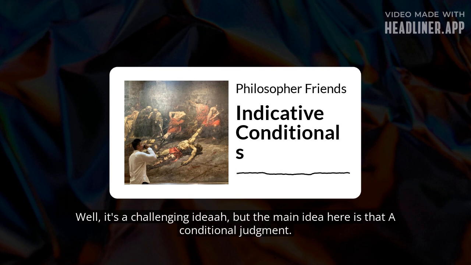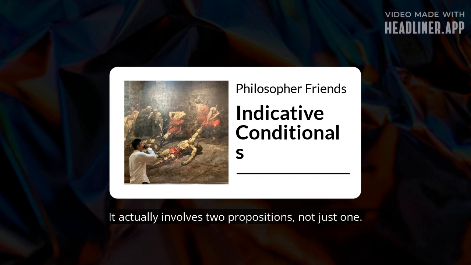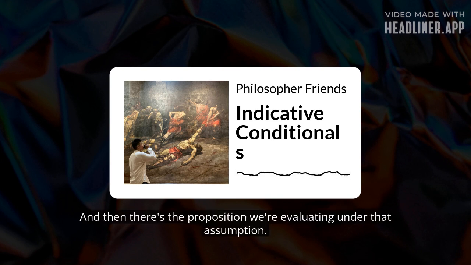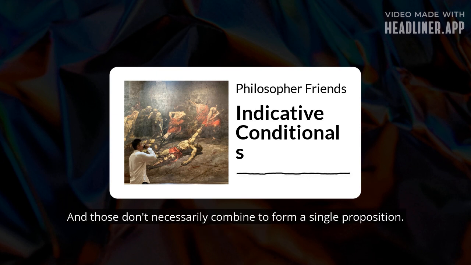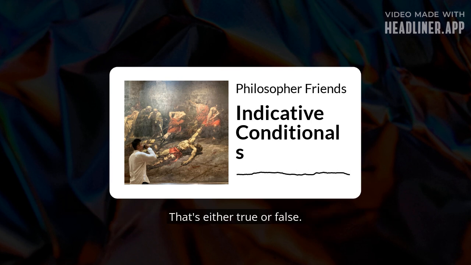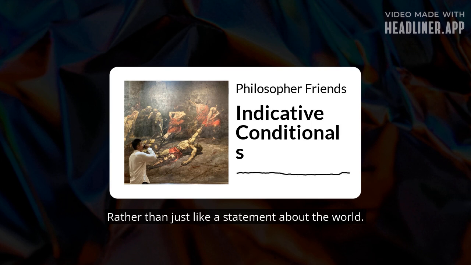Well, it's a challenging idea, but the main idea here is that a conditional judgment actually involves two propositions, not just one. So there's the proposition we're assuming, the antecedent, and then there's the proposition we're evaluating, the consequent, under that assumption. And those don't necessarily combine to form a single proposition that's either true or false. So it's more like a thought process. Yeah, it's a way of reasoning rather than just a statement about the world.